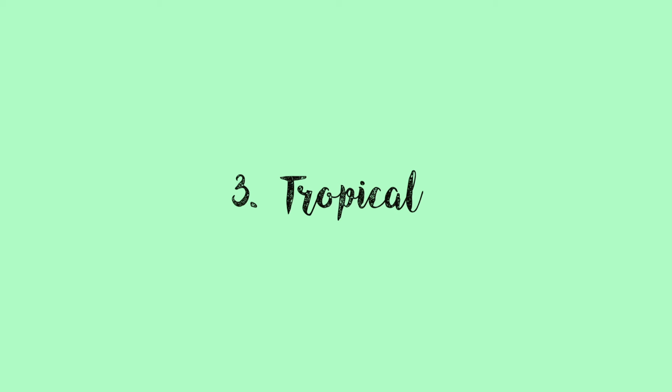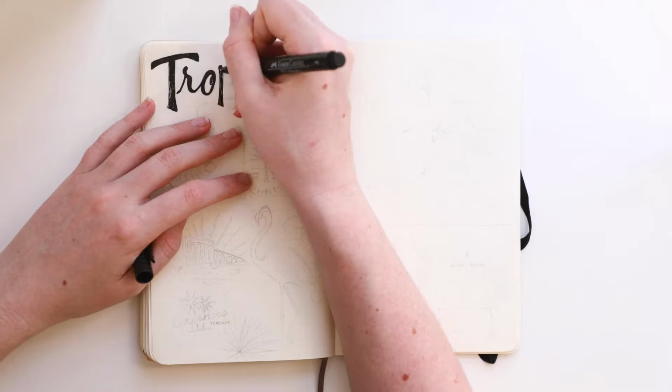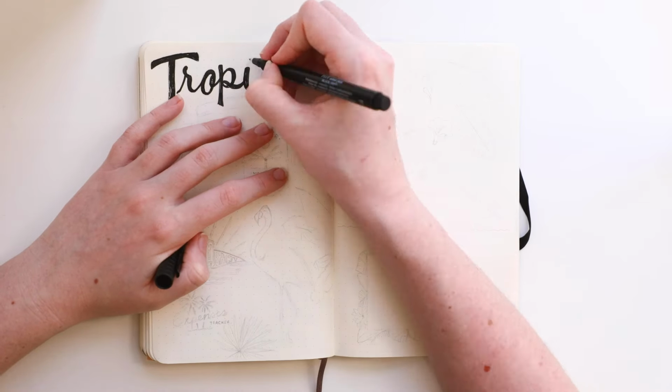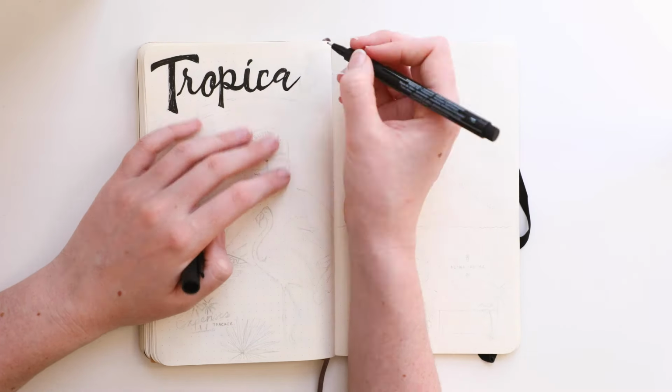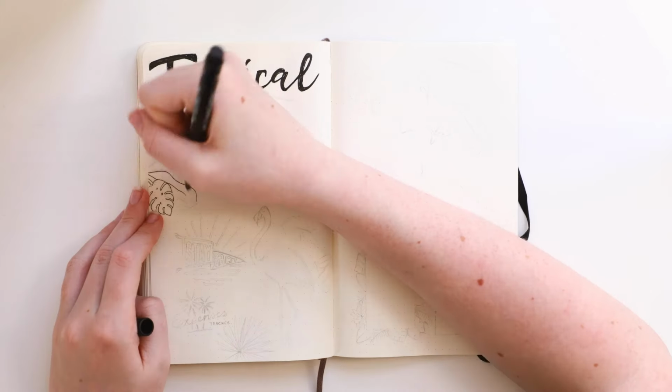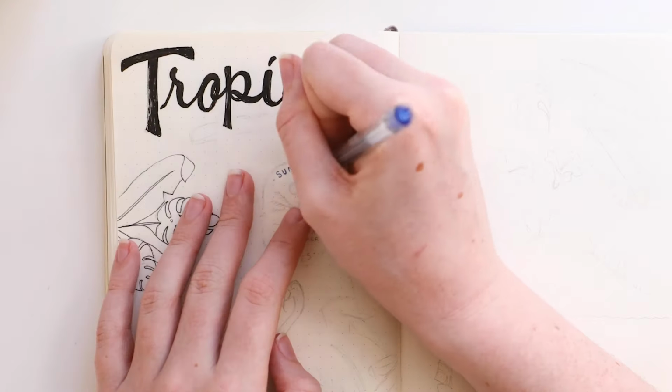The third theme is a tropical one, and I know this has probably been done in some way already, but I really like how this turned out. So I started with the title, and I just looked up tropical font on Google, and most of what was there was a rough brush script, so that's what I chose.